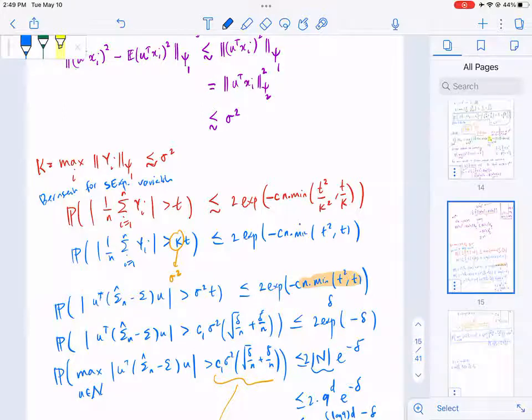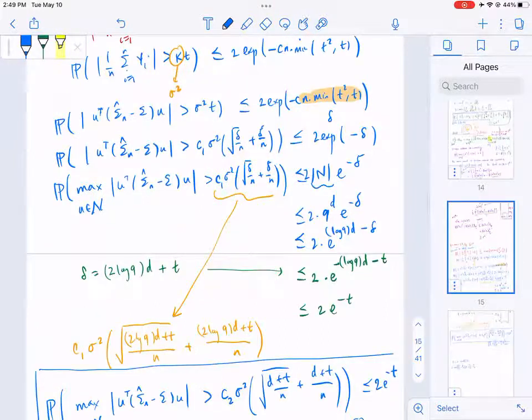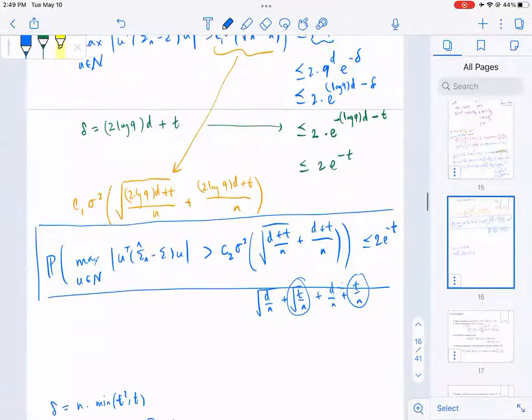Basically gives you the same bound for this quadratic form. You manipulate the exponent a little bit and then apply the union bound. You get the cardinality here. That will be 9 to the d. We have an exponential decay. We can cancel it by picking the delta correctly. And then the rest follows, okay?